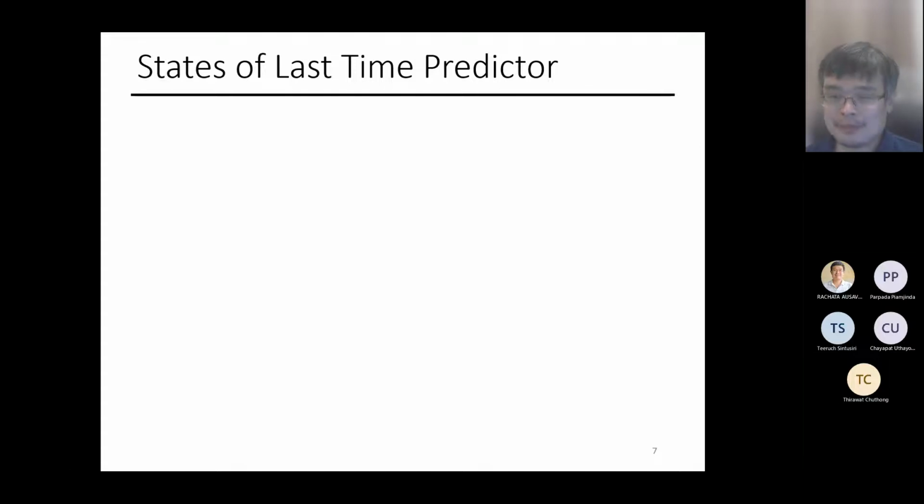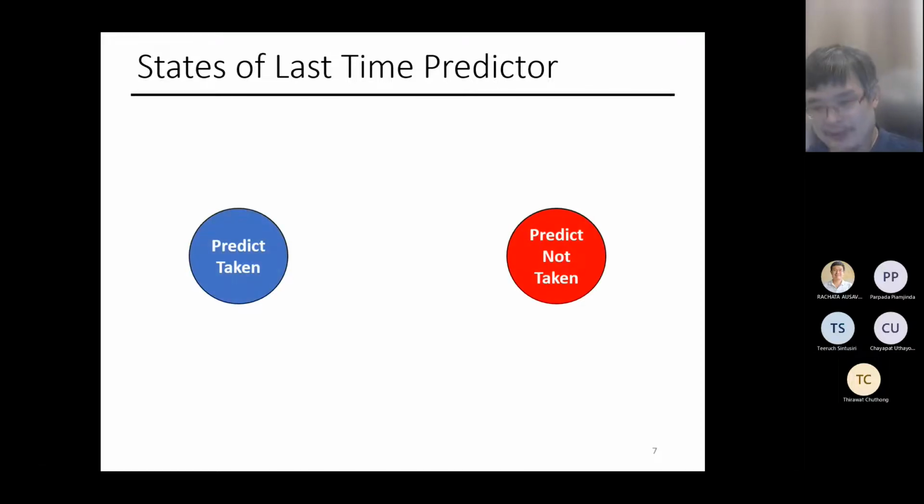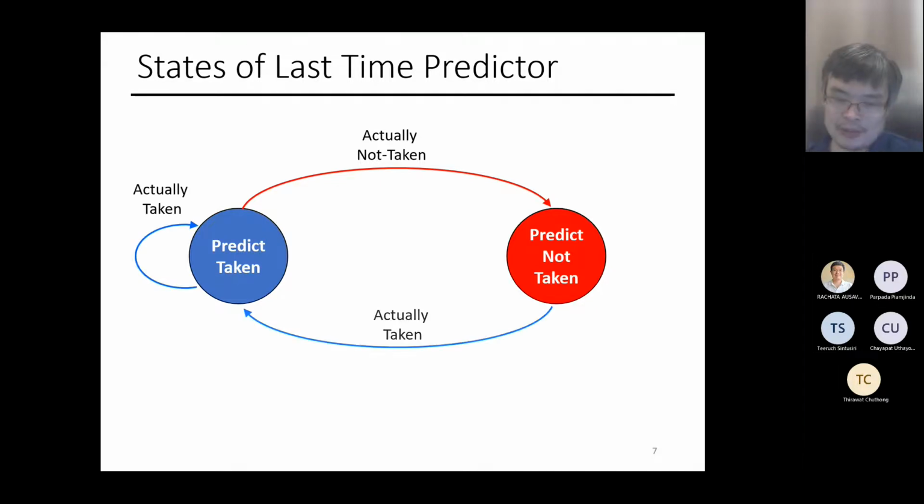And you can basically build a state machine by labeling the left node predict taken. Basically, if you are in this node, you are going to predict you take the branch. If you predict that you're taking the branch, but in reality, you're not taking it, you jump to the next state, which is predict not taken. And the same thing goes for the other state. If you predict not taken, but in reality, you take the branch, you jump to the predict taken state. Otherwise, you stay in the same state.